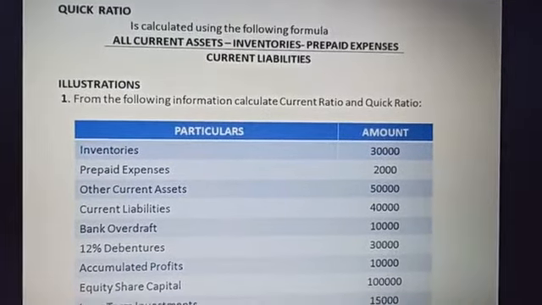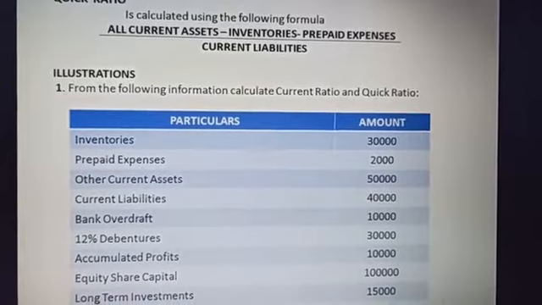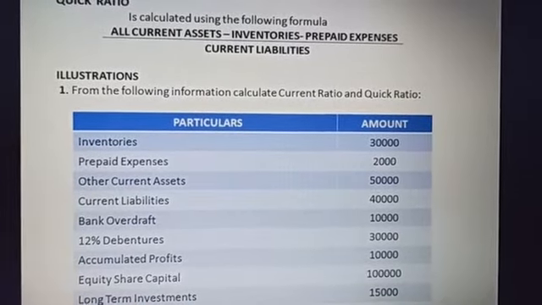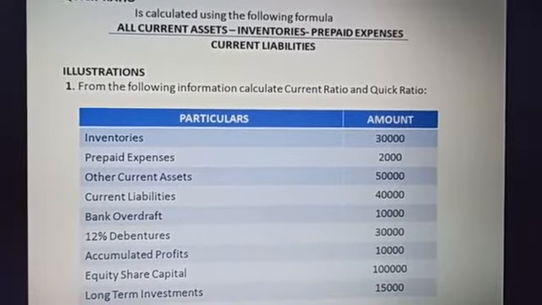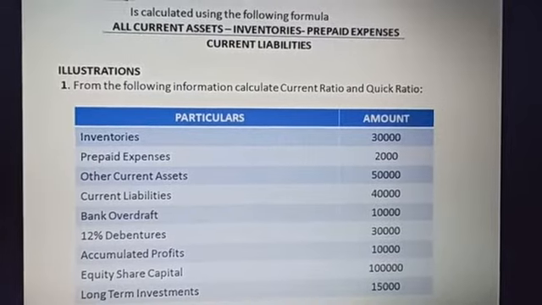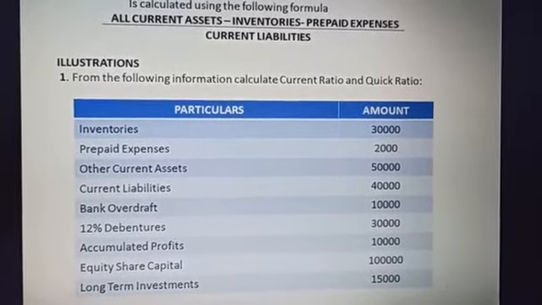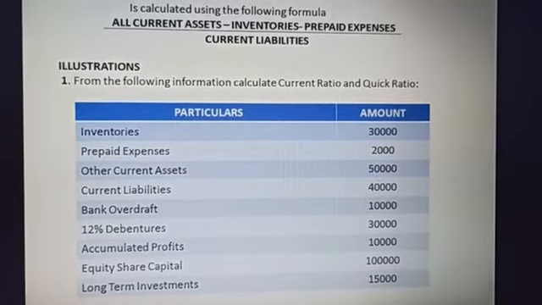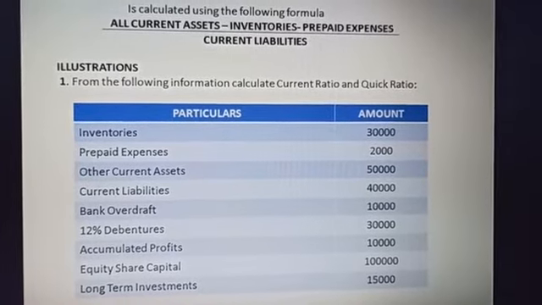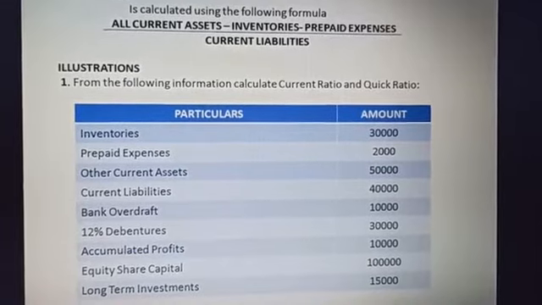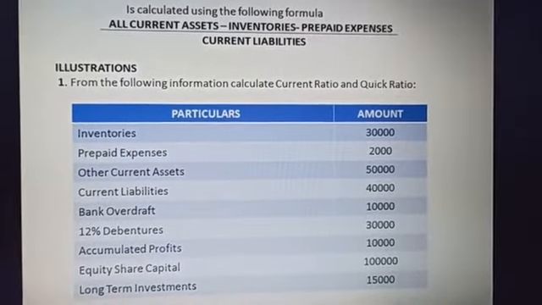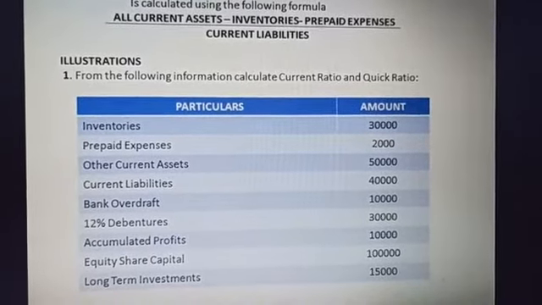Quick ratio, also known as liquid ratio, is calculated using the following formula: all current assets minus inventories minus prepaid expenses divided by current liabilities. Based on these two formulas, we can work out the following illustrations.